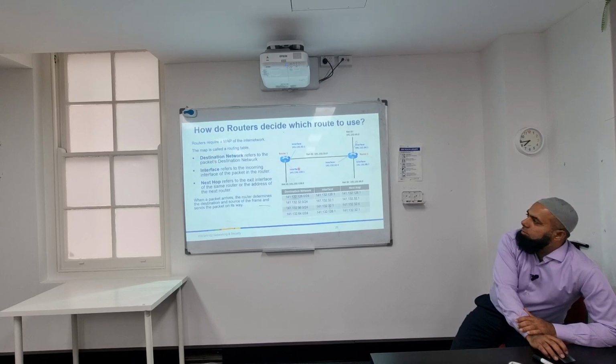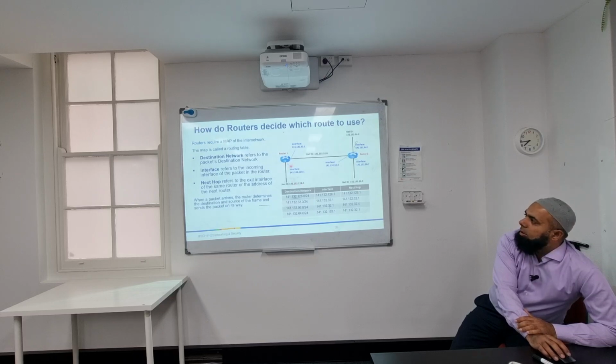So again, I mentioned, for a router, what is the minimum number of IP addresses? 2. One inner side, one outer side. Is it clear? Remember that last time I told you, the router always has a minimum of 2 IP addresses assigned. One on the local network, one on the next network. So this network has the ID of this one. This is the network ID.